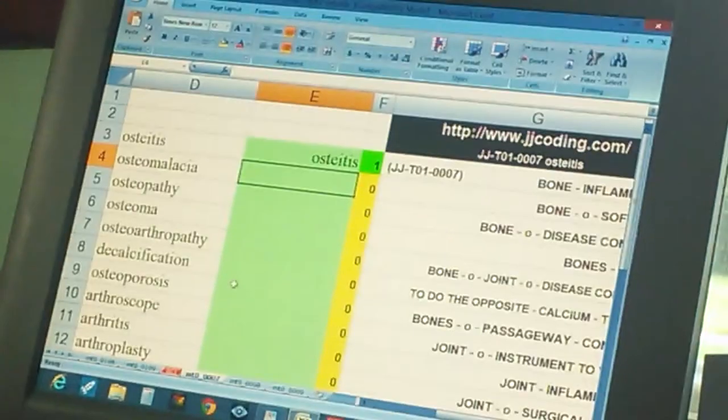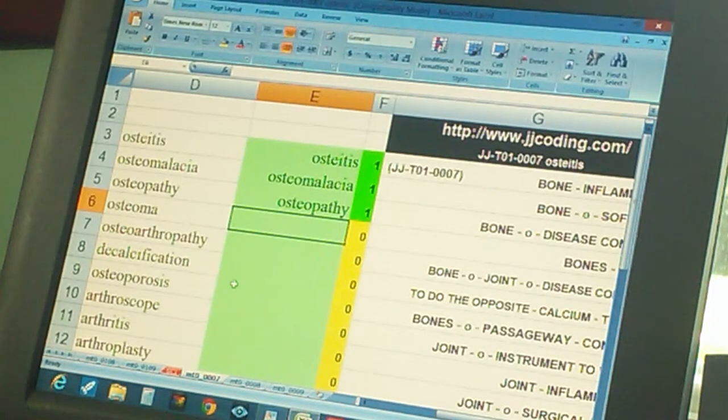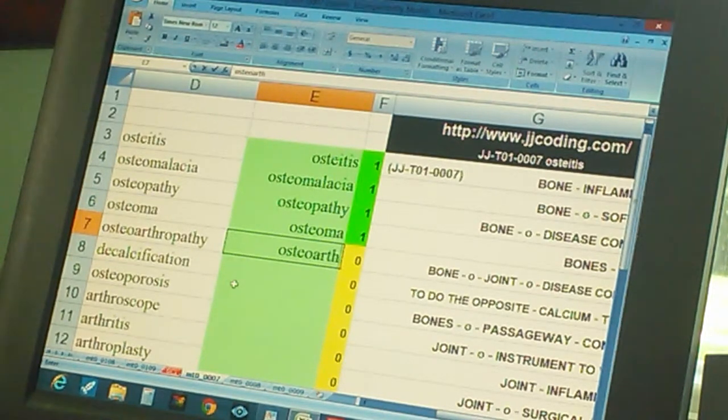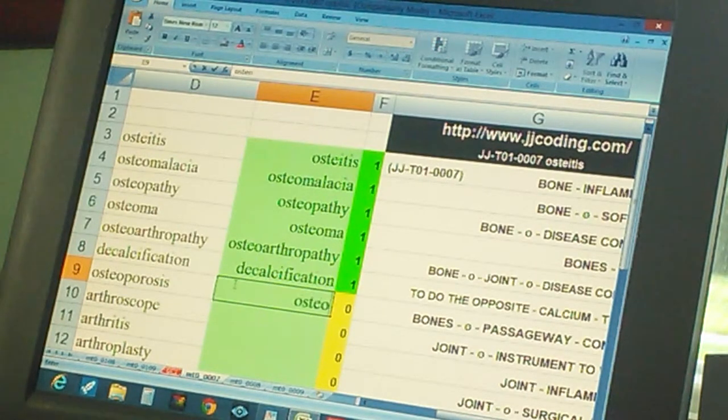Osteitis. Osteomalacia. Osteopathy. Osteoma. Osteoarthropathy. Decalcification. Osteoporosis.